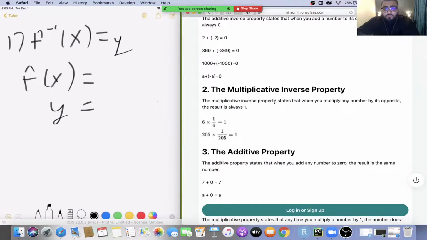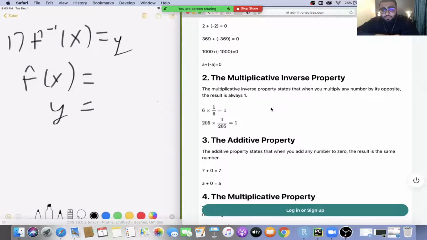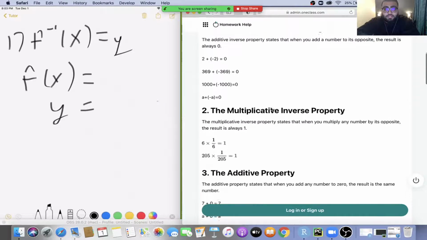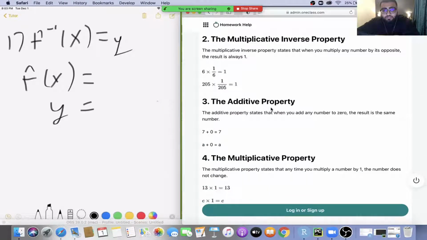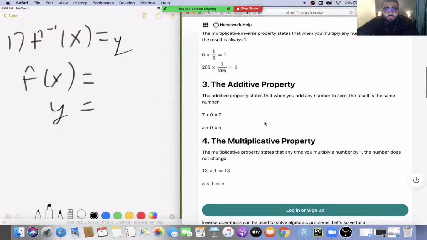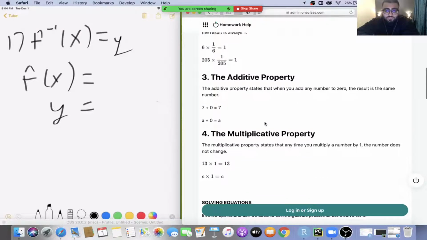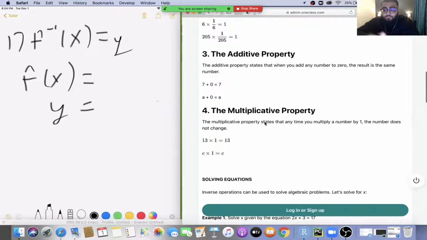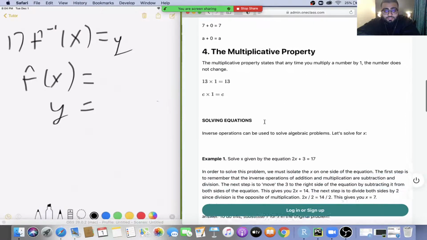The multiplicative inverse property is that when you multiply any number by its reciprocal, the result is always 1. So 6 times 1 over 6 is 1, 205 times 1 over 205 is 1. The additive property states that when you add any number to 0, the result is the same number. 7 plus 0 equals 7, a plus 0 equals a. The multiplicative property states that anytime you multiply a number by 1, the number does not change. 13 times 1 equals 13, and c times 1 equals c.